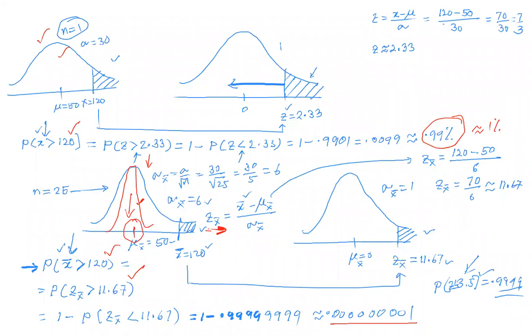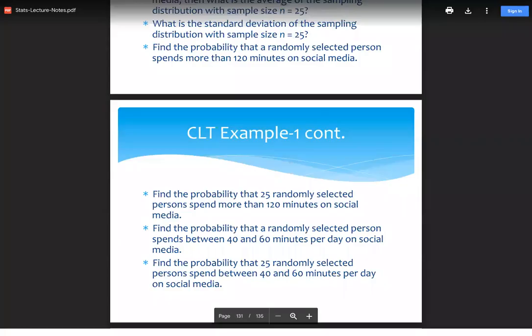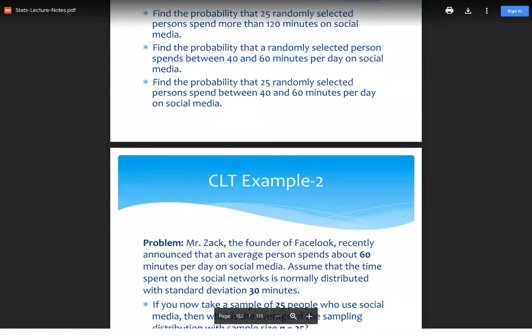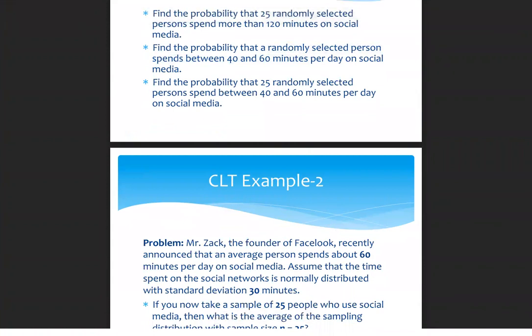So next is this one. Find the probability that a randomly selected person spends between 40 and 60 minutes. That should be pretty straightforward. A randomly selected person, meaning we are talking about the population. The person spends between 40 and 60 minutes. So this is 50, this is 40, and this is 60. Now I'm gonna do this. So this is the area I'm looking for.